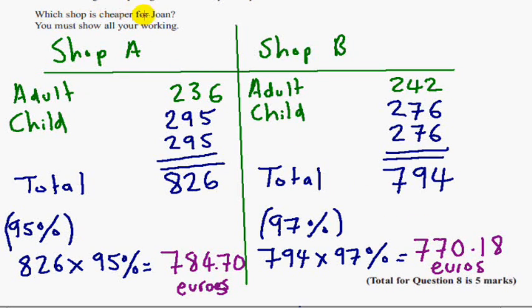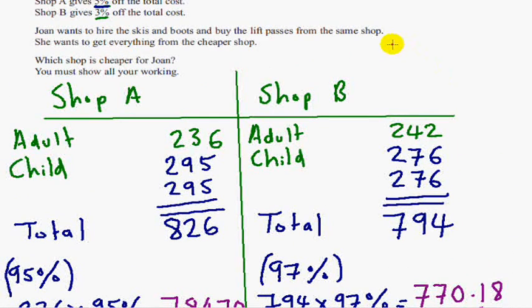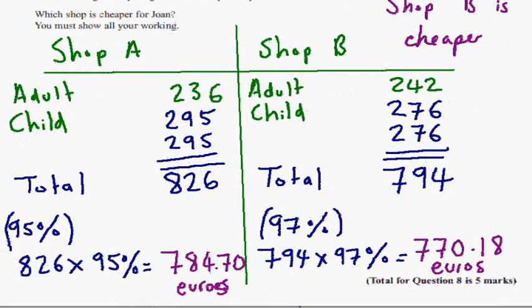Okay, and that's it. So which shop is cheaper for Joan? Finish off the question. You must say which one's cheaper then. So shop B is clearly cheaper, 770.18 euros. So I've run out of space, but I'm going to write that here. So shop B is cheaper. And I finished the question.